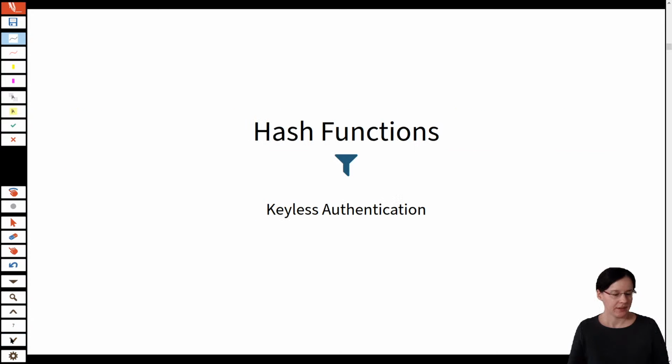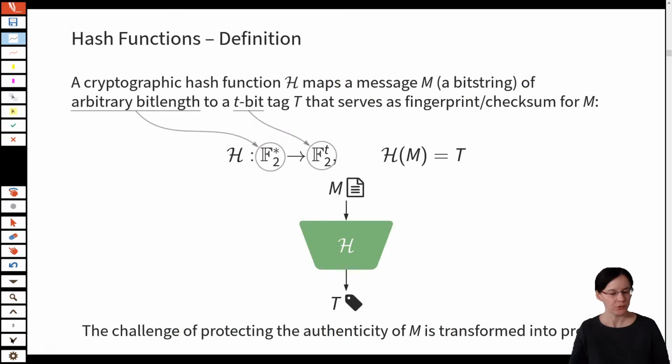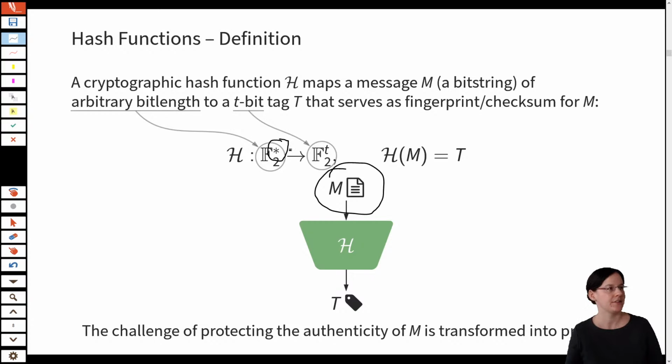Okay, so let's now have a look at the first of these types, namely at hash functions or keyless authentication mechanisms. To remind you of the interface that we have for hash functions, this looks very similar to what we've already discussed for compression functions. Namely, a cryptographic hash function looks as follows. It has an input of arbitrary size, so it accepts an input of arbitrary size, which is denoted here with this asterisk in the exponent of F2. So this reads like F2 are bits and F2 to the star means bit strings of arbitrary length.